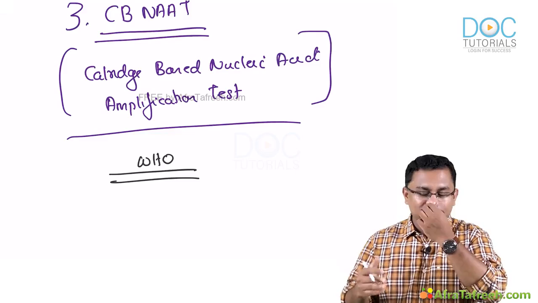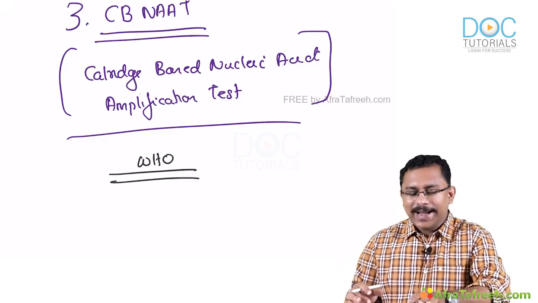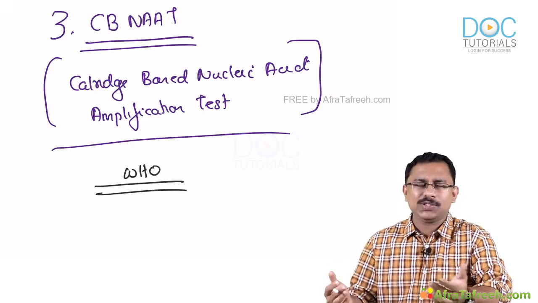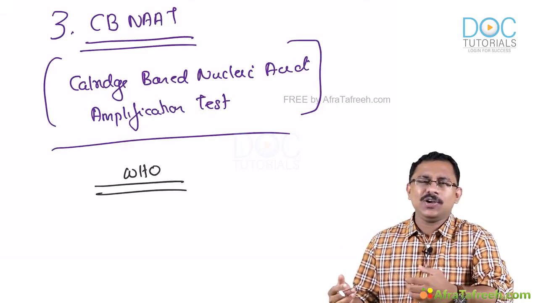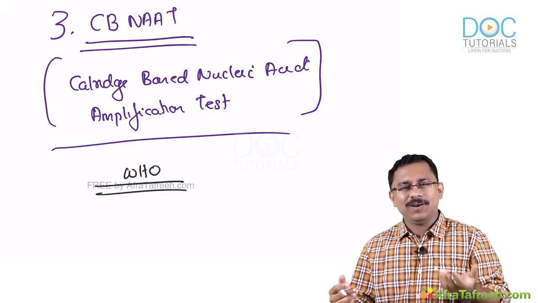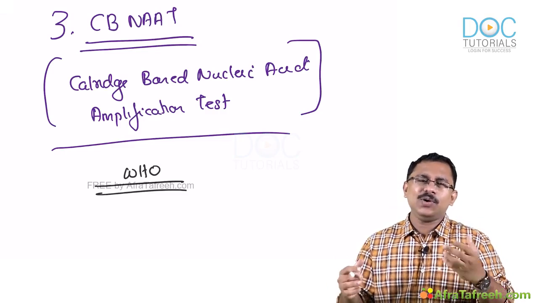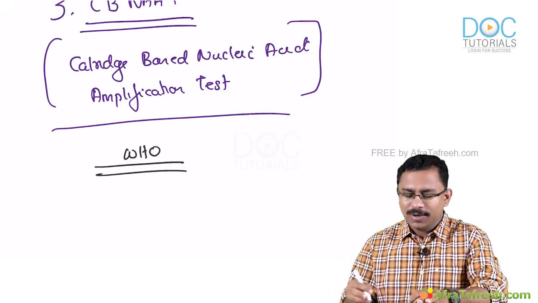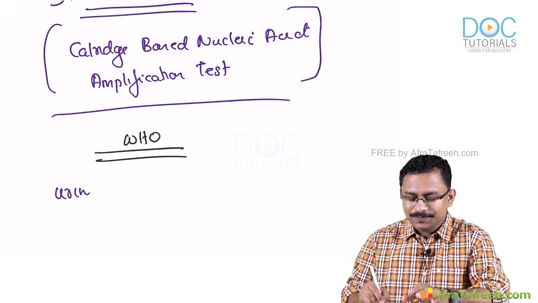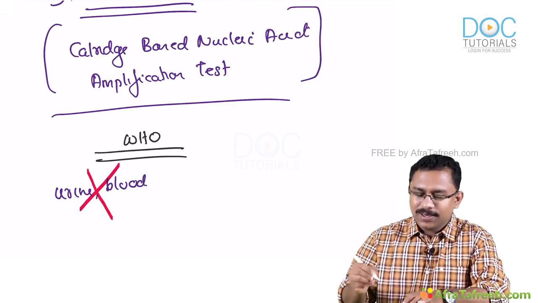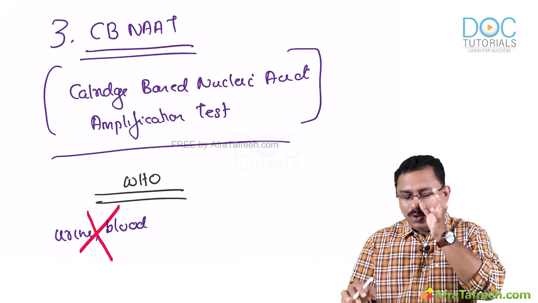So this is based on nucleic acid amplification. You're trying to amplify the nucleic acid. So you can do this method from samples which are obtained from various sources. Like you can do it with your sputum, you can do it with, say, a pleural fluid. In fact, you can do it with your CSF. The only thing is that you cannot do it with your urine and blood. You cannot do a gene expert, that is your CB-NAT, in your urine or blood.